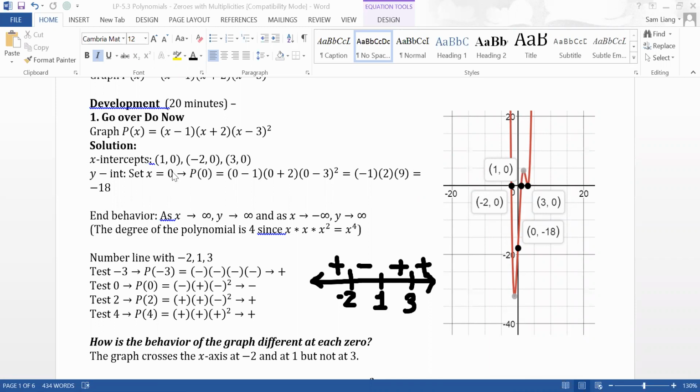All right, but for the sake of your notes, please do have the entire solution as well as the graph. I'll give you a sec to copy that, and then we will move on to our lesson for today.